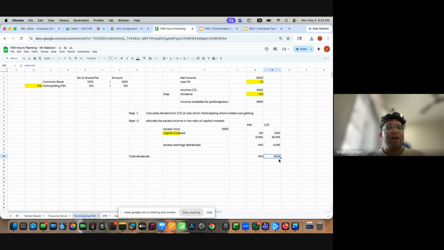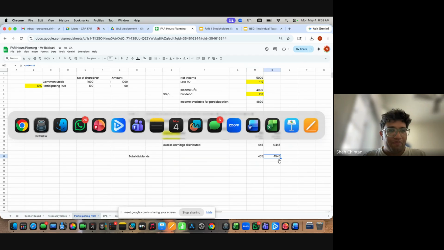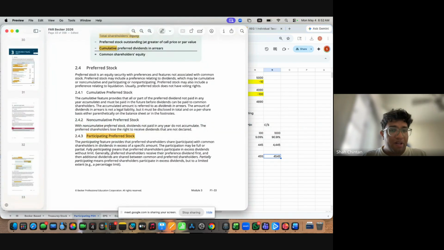Clear with the concept of participating shares? Yes. हो सकता है कि एमसीक्यू आ जाए यहाँ पर. गो थ्रू एक बार थियरी, कहीं पे भी क्वेश्चन हो तो आप मेरे को पूछ लो. 2.4.3.